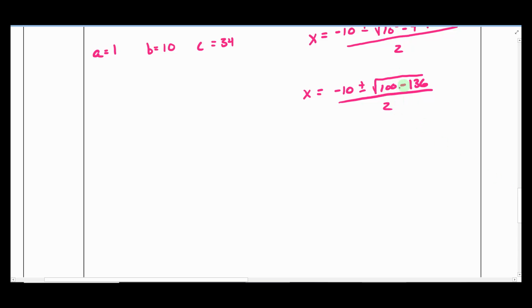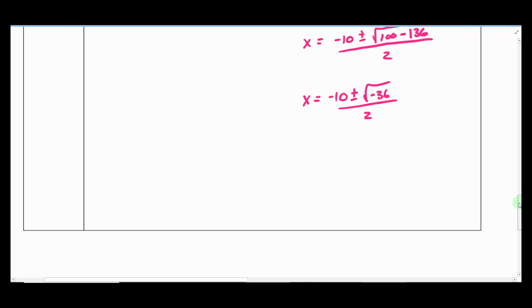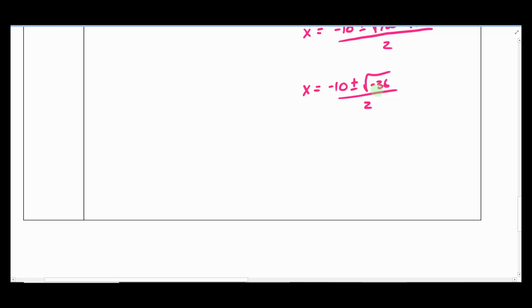So I think we can go ahead and subtract those two numbers. So we've got x equals negative 10 plus or minus, and then inside of that square root, if I do 100 minus 136, we get negative 36 over 2. And we should start to see where the complex numbers are going to come from because we're square rooting a negative right here. So that is where the issue comes in. This is going to end up being a complex number here.